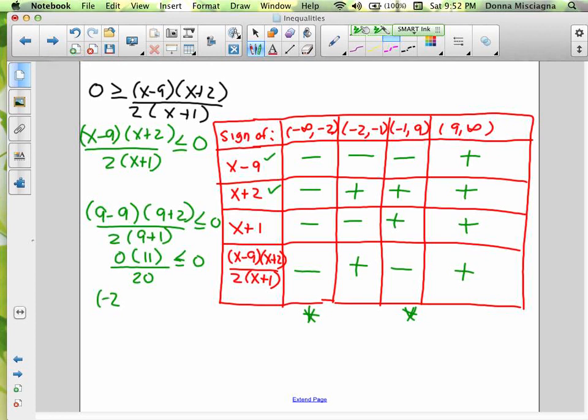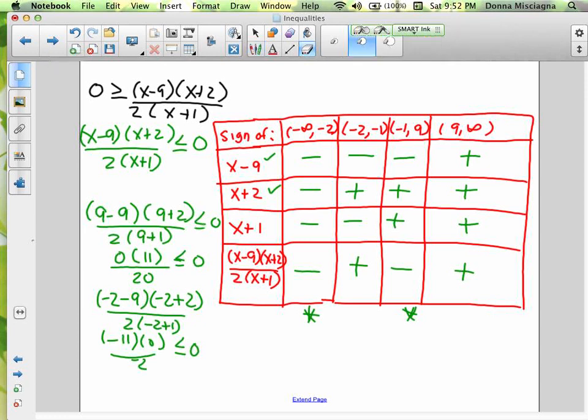If I have negative 2 minus 9 times negative 2 plus 2 over 2 times negative 2 plus 1, that's going to be negative 11 times 0, and the denominator there we've got negative 2. And that's 0. And that's fine. Now we go plug in the negative 1. I'm just going to erase this because this wasn't really all that important.